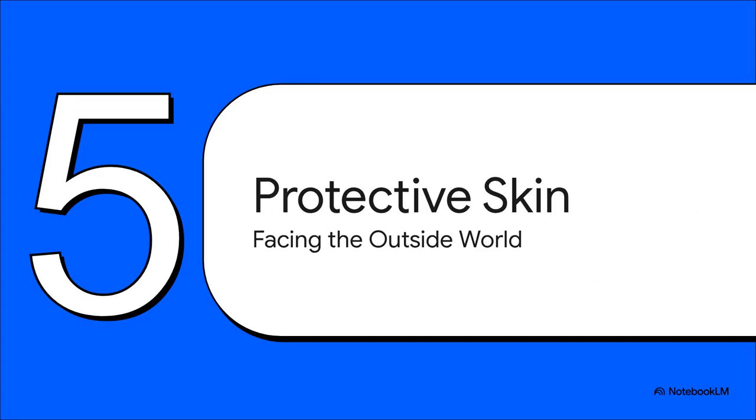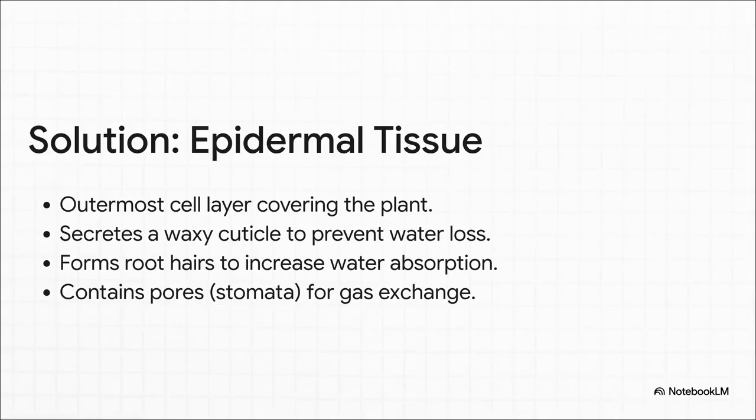Okay, we've covered growth, structure, and transport. The final big challenge is dealing with the outside world. How does a plant protect itself from drying out, from pests? And how does it even breathe? The solution is the epidermal tissue, which is basically the plant's skin. This single layer of cells is incredibly versatile.